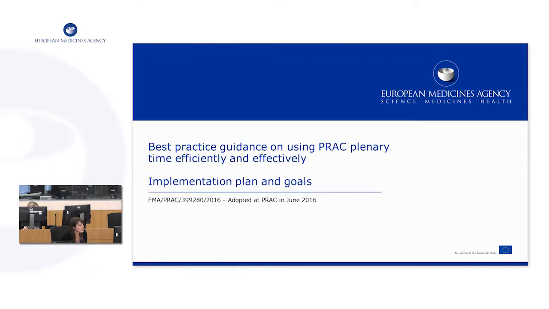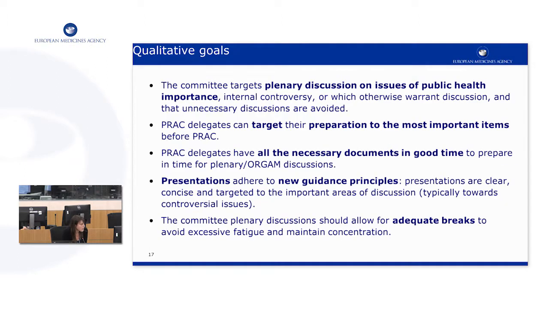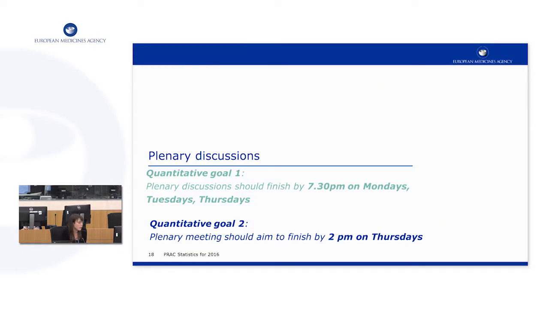Next slide. So now, very quickly, because actually my presentation is starting to be not very efficient, it's a bit long. We have another document that PRAC adopted in June on the implementation plan and goals. I actually won't go too much into details, but it's just to show you what type of data we are collecting. We have qualitative goals. Maybe I don't need to go through them, because this is a more long-term exercise, and we have started to collect some quantitative goals.